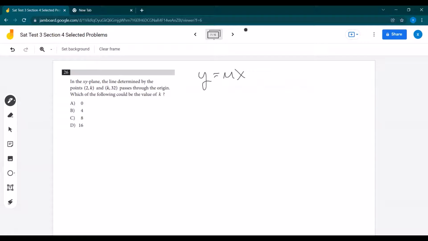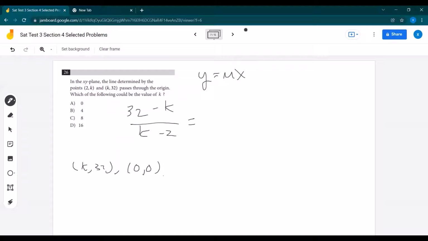So I'm going to perform a manipulation here. I'm going to attempt to find the slope in terms of k. So y2 is my 32, y1 is my k, x2 is my k, and x1 is my 2. So (32 minus k) over (k minus 2) is equal to the slope. Since this is passing through the origin, we can do the same thing with (k, 32) and (0, 0), making another expression in terms of k, and then we'll get a proportion we can solve for k.